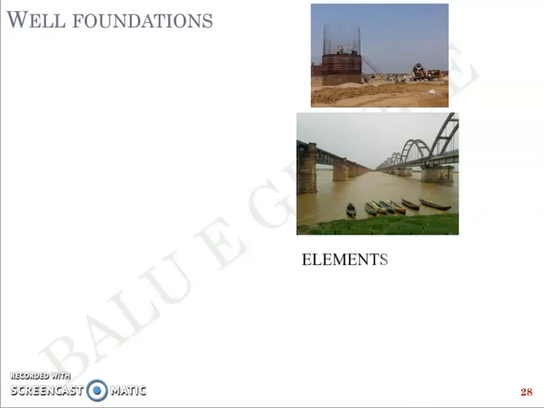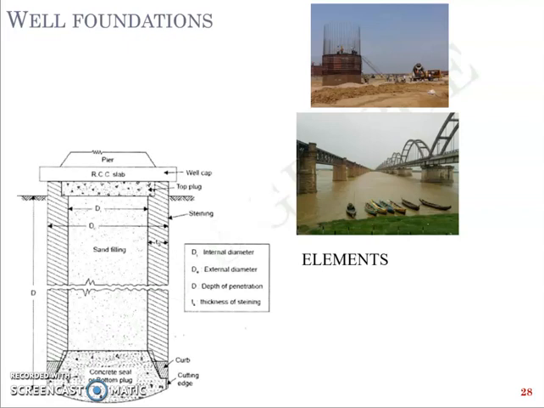Now, the elements of a well foundation are shown in this schematic picture. Like you can see in this figure, the photograph, there's a bridge below which there's a pier, and that pier is shown in this picture over the top. So whatever comes below the pier is a well foundation. Of course, when you travel by road or by rail, you may not be able to visually inspect the well foundation because it's beneath the soil level.